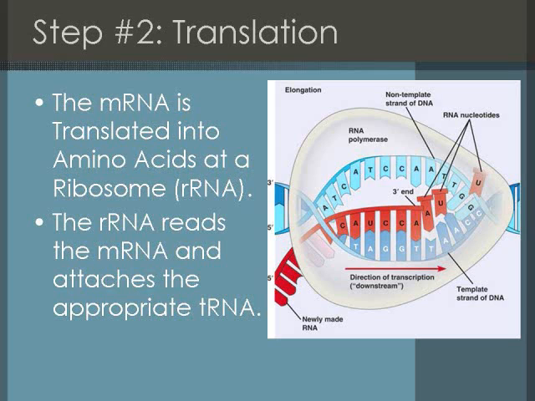Step 2 in protein synthesis is translation. The mRNA is translated into amino acids, and a chain of amino acids will make a protein. This happens at the ribosome. Remember, a ribosome is made up of a bit of protein and a bit of rRNA, which is ribosomal RNA. The rRNA helps read the mRNA, and the appropriate tRNA, which is transfer RNA, will bring specific amino acids to the ribosome, where they can be combined together to form a chain that will eventually become a protein.